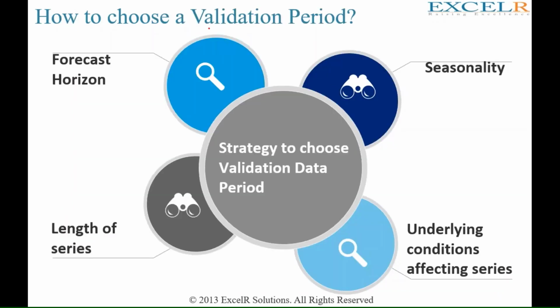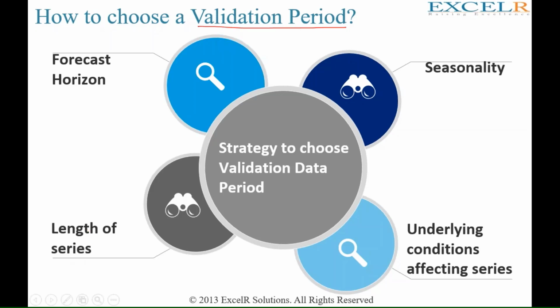Okay, how do we choose the validation period? In this example, we have taken 12 months as the validation data. How did we decide that? Based on the forecast horizon. We want to forecast for the next 1 year; that's our forecast horizon. If you want to include seasonality, you might look into 1 year of data, or maybe quarterly data. You also look into the length of the series that you have.